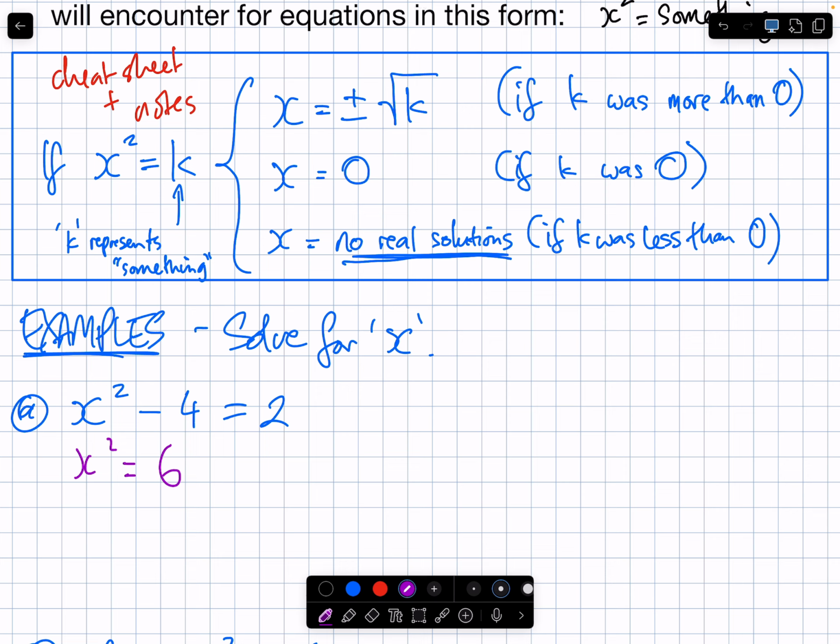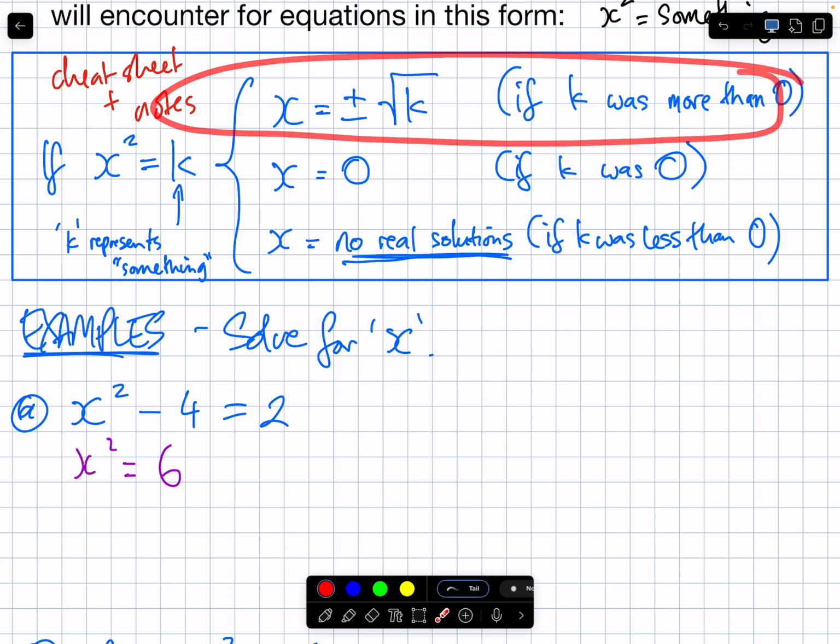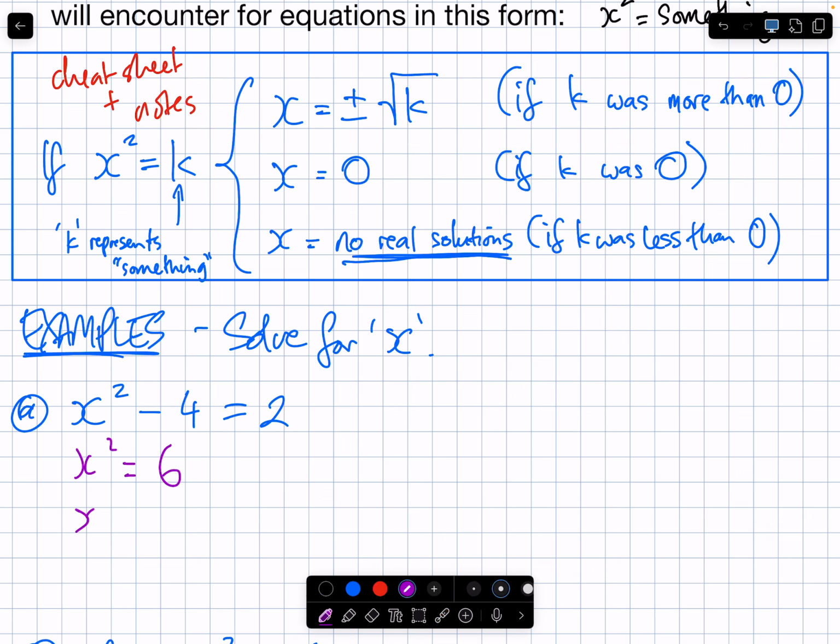What is my k here? My k is 6. Is my k more than 0? So which of the possible three options is it? It's the top one. So I'm literally going to write x is going to be plus or minus square root 6. If in your calculator you put the square root of 6 in and it's just a decimal, you don't cancel it down. You leave it as root 6.